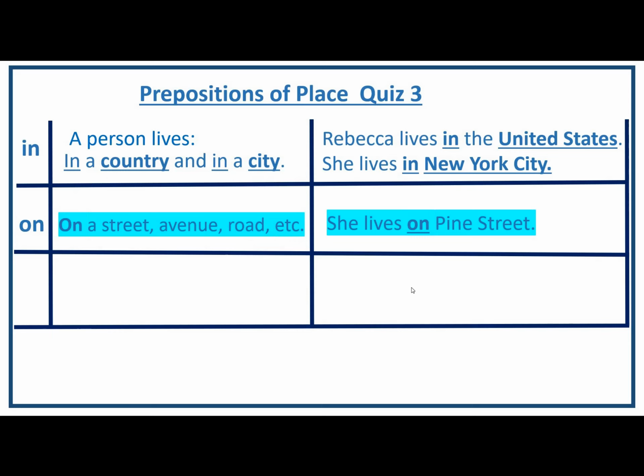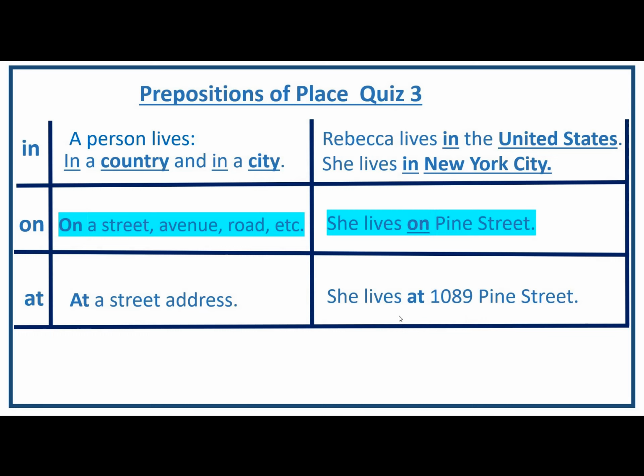And next we have the preposition of place at. The preposition of place at is used when talking about a street address. Example, she lives at 1089 Pine Street. But without this number, we use on. She lives on Pine Street. Since we have here a street address, she lives at 1089 Pine Street. She lives at Soy 3 Tasabal Street. Alright?